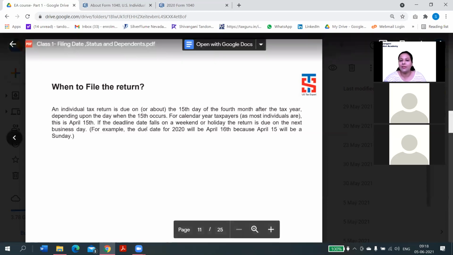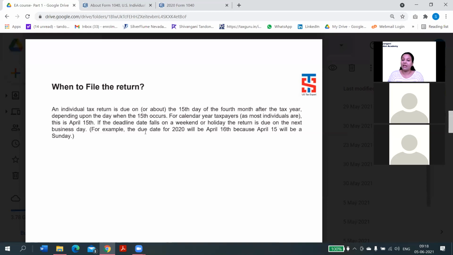So the deadline is basically 15th April. However, if 15th April falls on a weekend or any national holiday, the return filing date will get extended to the next working day, maybe next Monday. So if 15th April is Saturday or Sunday, your return filing date would be Monday, falling on 16th or 17th.